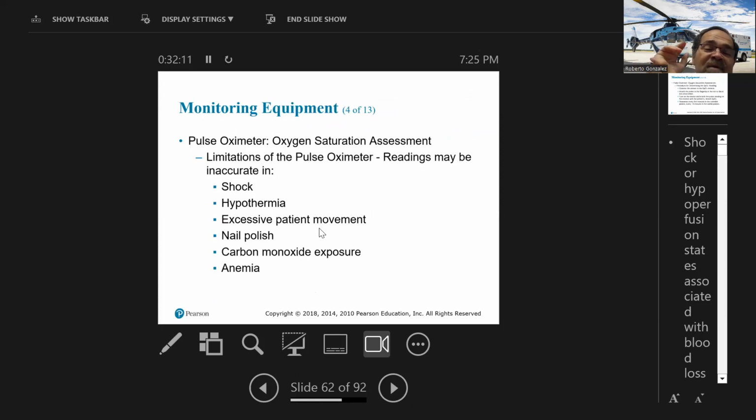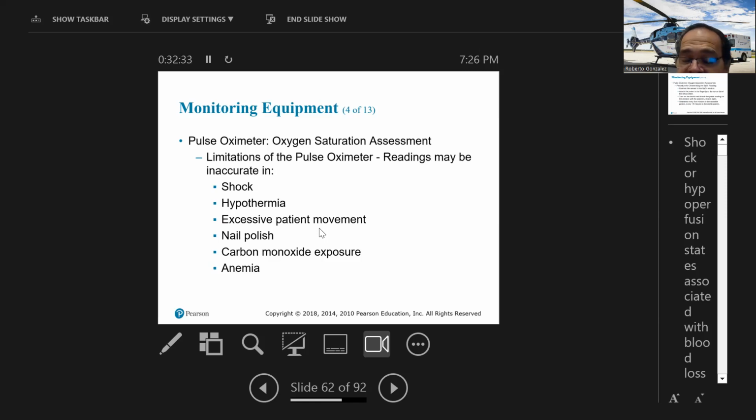Limitations of pulse oximetry: whenever there's somebody in shock, the pulse oximetry might not work. Hypothermia, in other words, when they're very cold, it might not work because one of the first things the body does is shut down the peripheries. Excessive patient movement, nail polish, and carbon monoxide exposure. Anemia.